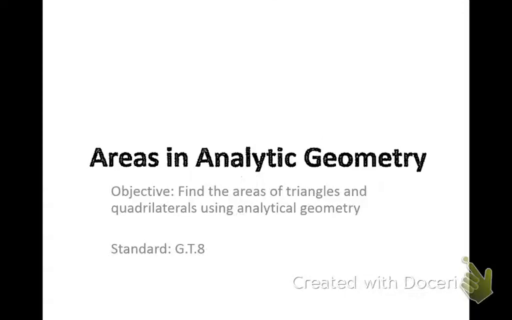We're going to cover some analytical geometry in this section. So areas, we're going to calculate areas in analytical geometry, areas of triangles and quadrilaterals.